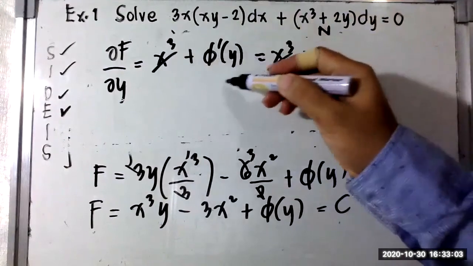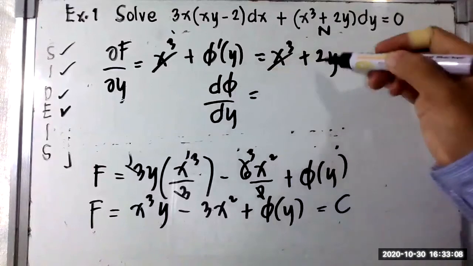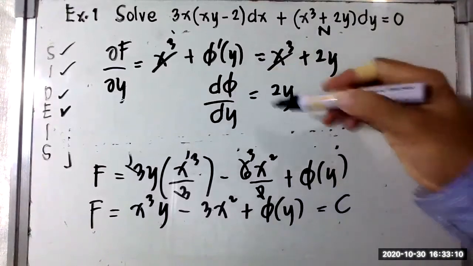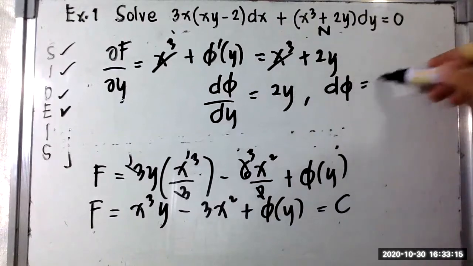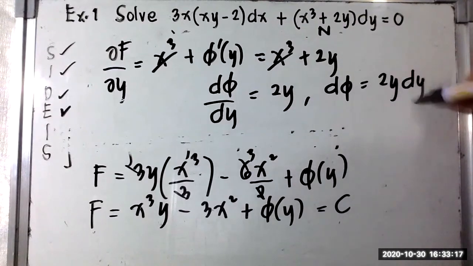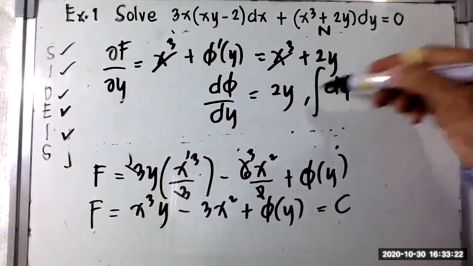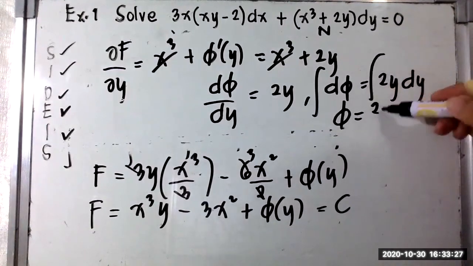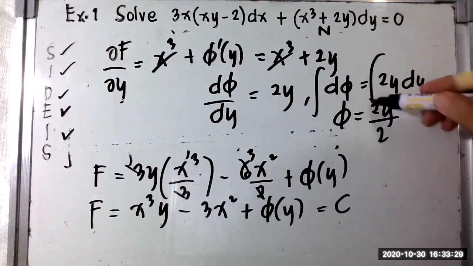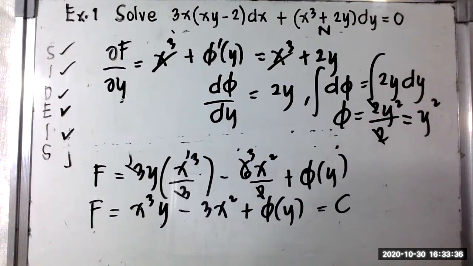We know that phi prime of y is d phi over dy, and we have 2y here. Then we cross multiply, giving us d phi equal to 2y dy. We now proceed to the next step, which is to integrate. So integrate both sides of the equation. It will give us the value of phi, which is 2y squared over 2. We cancel 2. Now the value of phi, which is a function of y, is y squared.